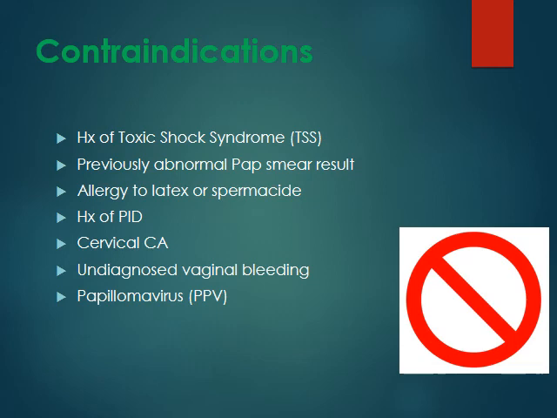If they have had a previously abnormal pap smear result, we don't want to have their cervix sitting inside that contraceptive jelly, which is an abnormal hormonal environment. If they have an allergy to latex or spermicide, of course. If they have a history of pelvic inflammatory disease, cervical cancer would certainly be a contraindication. Undiagnosed vaginal bleeding, for one thing, we need to figure out what's going on. So we don't want to just give them a method that may be exacerbated by, or made worse by, the use of a cervical cap.